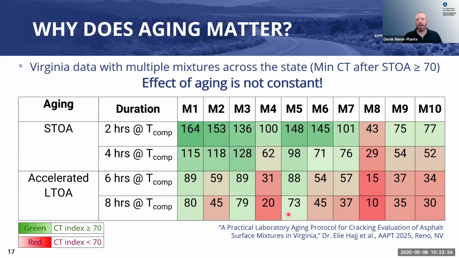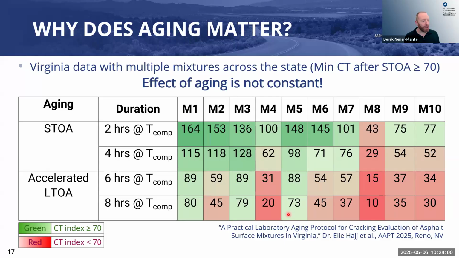This is an example of similar type data. Again, a different source. This is from some of the work by our moderator, Dr. Ali Haj, with some of the surface mixes on a study they did with surface mixes in Virginia. So in this case, what they looked at was multiple mixtures across the state. So again, this is a little bit more local than that MATC data. This is just mixes in Virginia, but again, within a given agency.